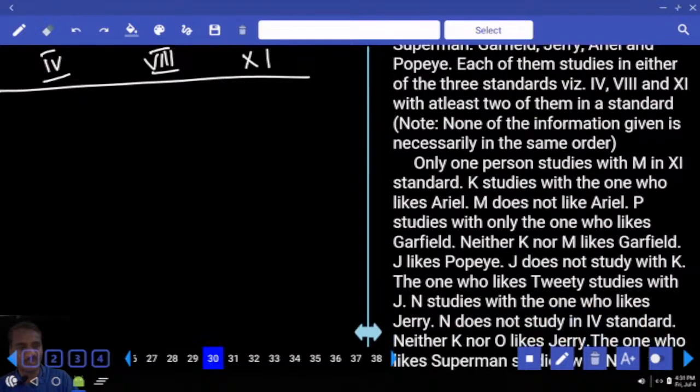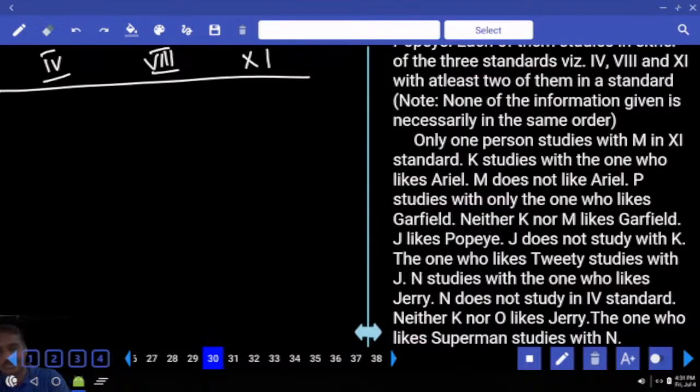The next one, only one person studies with M in 12th standard. Now, in 11th standard clearly given. Now, who is that one? M and only one more person. That means 2 persons in the 11th standard. And M, only one person studies with M in 12th standard.